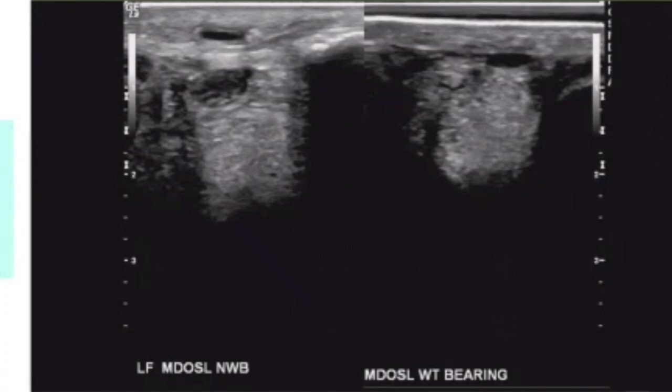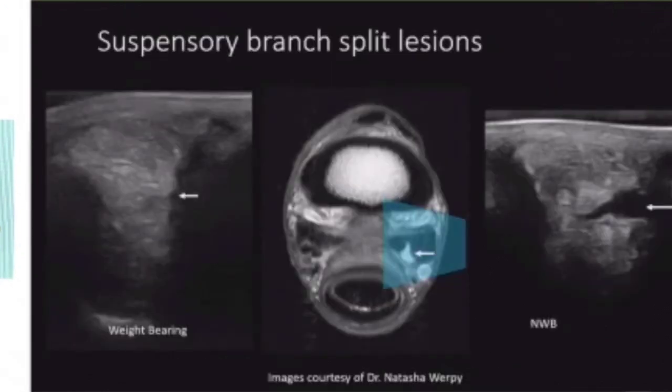And it kind of bums me out a little bit because it can be a pain to have to pick up their legs all the time. And sometimes they're not super cooperative, but it's really important to do because otherwise we'll miss lesions if we don't look at structures non-weight bearing as well.